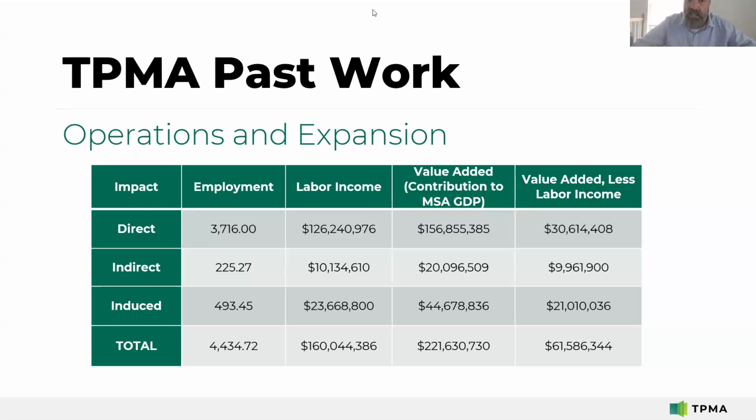But this is what a basic table looks like that comes out of it. You can see the employment in this situation. This organization employs 3,700 people. So that's their employment on the direct line. Those folks make 126.2 million annually in terms of their labor income. Based on that work, they're able to add an additional 30.6 million to the gross regional product in the form of services and products that are then sold to the community at large.